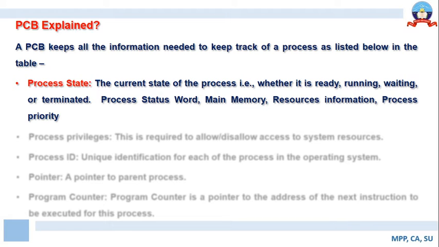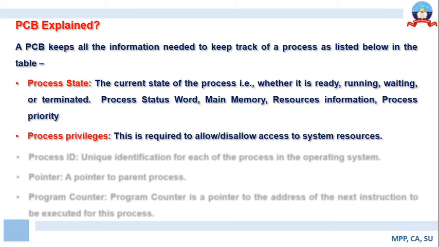Now, in addition to that, it also keeps track of process status word, main memory, resource information, and process priority. These are the additional information that process state tries to address. Again, I'll repeat it: process status word, main memory requirement, resource required information, and then process priority.